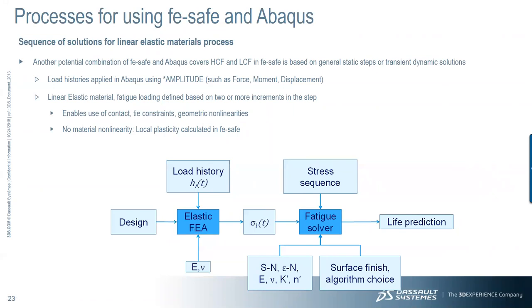And in the large deformation problem, you cannot then scale, right? So that's why you will be working with that. But the material properties will still be elastic modulus and Poisson's ratio. Based upon this, you will get stress histories. Those stress histories will become your stress sequence, along with the fatigue solver, which you can use with either a stress life curve or a strain life curve. All these will get combined together in the fatigue solver, and you will be getting the fatigue life.